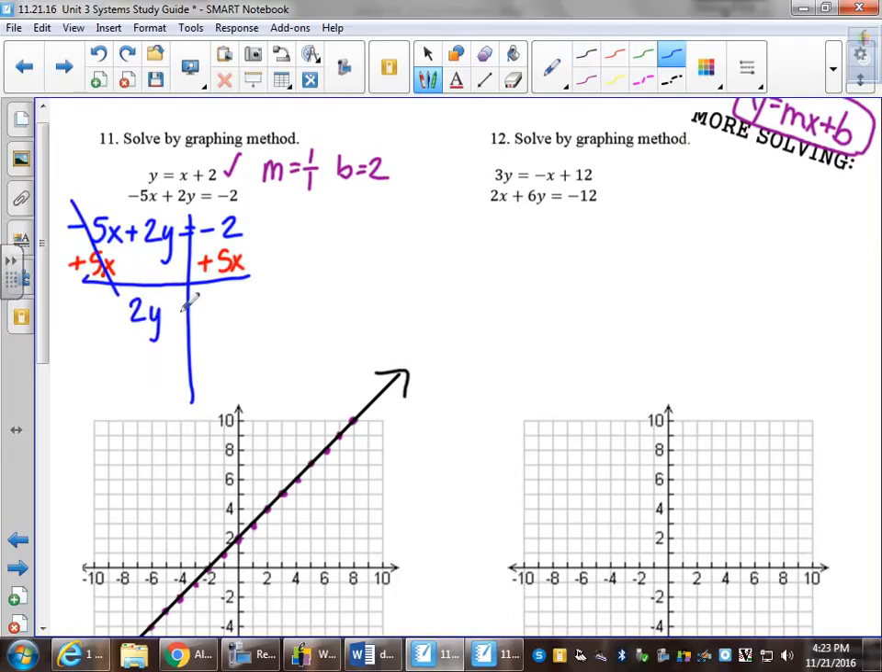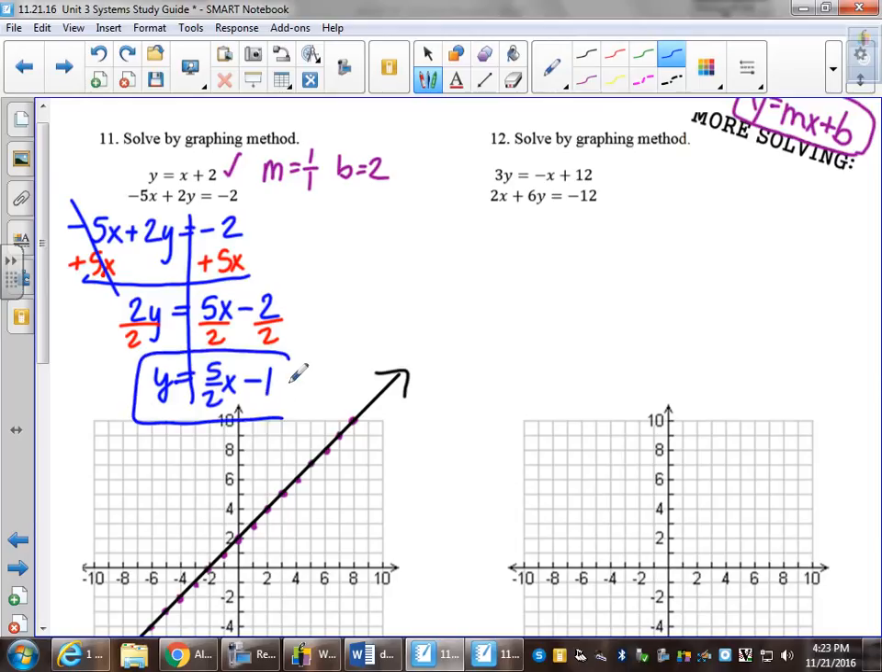So that leaves 2y equals. These are not like terms. So I'm going to write it just as I see it. 5x minus 2, mx, x comes first. But we're not done yet because y is not totally by itself yet. We've got to divide by 2. Divide each term by 2. We get y equals 5 halves x minus 1.